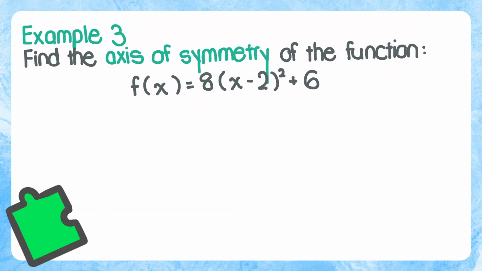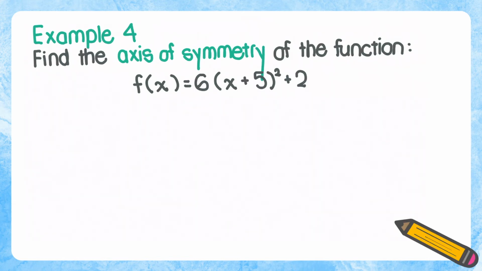On Edpuzzle, please find the axis of symmetry of this function. F of x equals 8 times x minus 2 quantity squared plus 6. What is our h value?